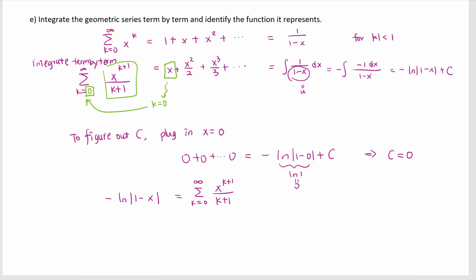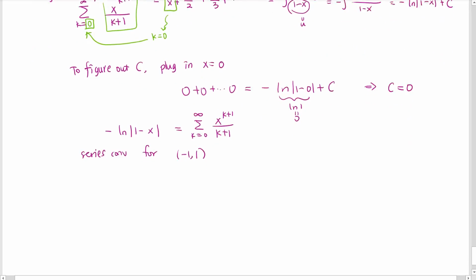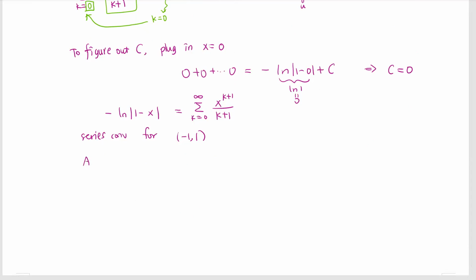So far, so good, everybody? Okay, so we find the series and we find the function. We also need to find the interval of convergence. We know the series converges for the interior points, so minus 1 to 1. But how about at the endpoints? We gotta check that. So let's check the endpoints.